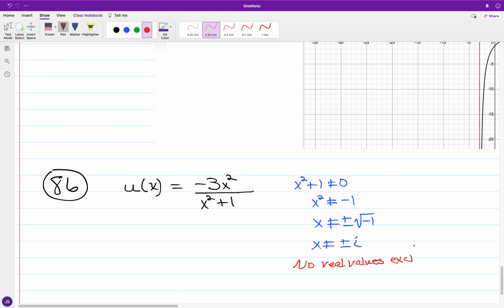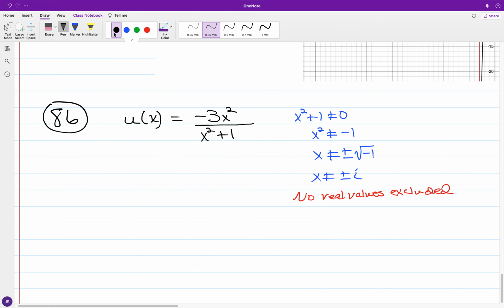Only imaginary numbers or complex numbers excluded, and we're not dealing with the complex number system. So that means that, once again, x can be any real value. And also, since no real values are excluded, again, there will be no vertical asymptote.